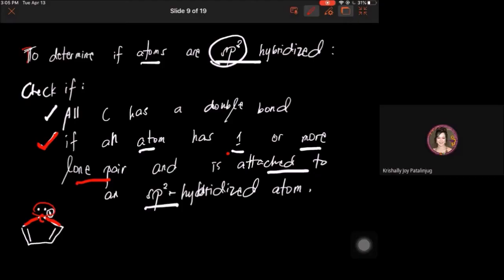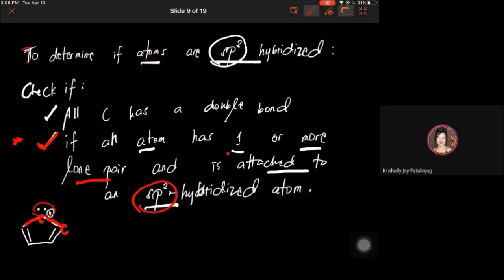The octet rule is followed by carbon, so there should be 8 surrounding electrons. Two bonds are equivalent to 4 electrons, plus 2 electrons of the lone pair, that makes 6. The hydrogen is imaginary, so it totals 8. So there is no double bond on the carbon labeled as carbon 1, but it qualifies under criteria number 2: an atom carrying a lone pair and attached to an sp2 hybridized atom. It is directly attached to this carbon.